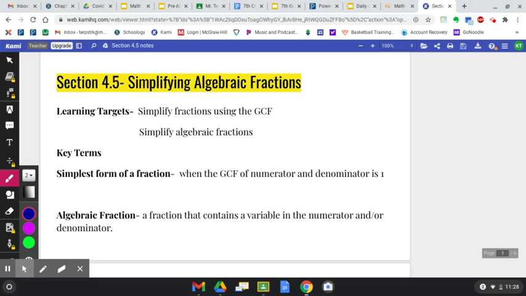Simplest form of a fraction is when the GCF of the numerator and denominator is 1. For example, if I have the fraction 3 over 6, this is not in simplest form because the GCF is greater than 1, right? The GCF is 3. So that would be the same as 1/2. This is simplest form. An algebraic fraction is a fraction that contains a variable in the numerator and/or denominator.